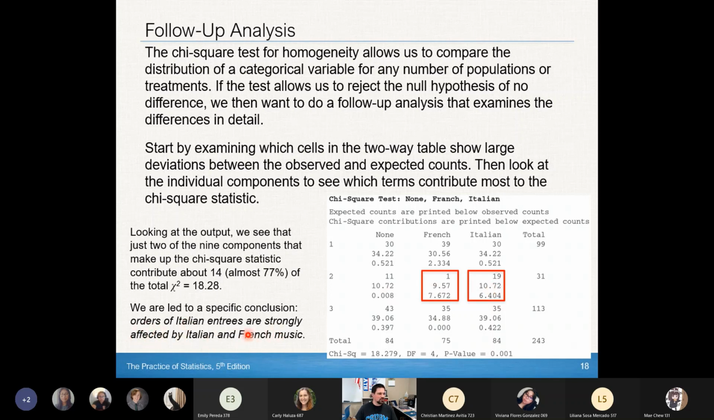Orders of Italian entrees are strongly affected by Italian and French music. That is seemingly to create the largest differences and the largest contribution to our chi-squared statistic. So that would be the follow-up analysis. Are there any questions about the follow-up analysis?